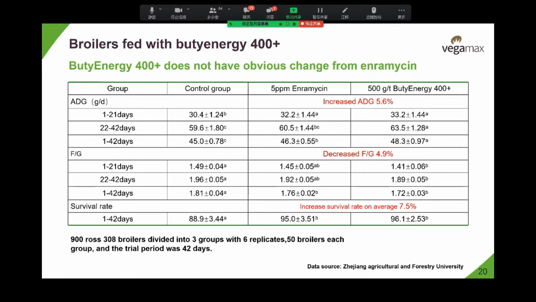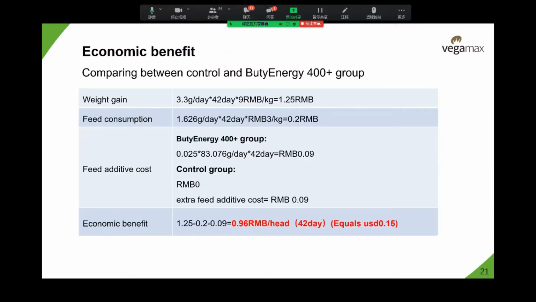We can also see that feeding with Butyl Energy 400 Plus shows no obvious difference from erythromycin. For these trials, we also calculated the economic benefits. Considering the weight gain, feed consumption, and feed additive cost, we got the results: during the whole 42 days, the benefit for each head equals 0.15 US dollars.